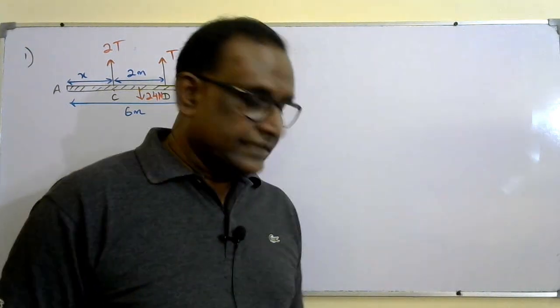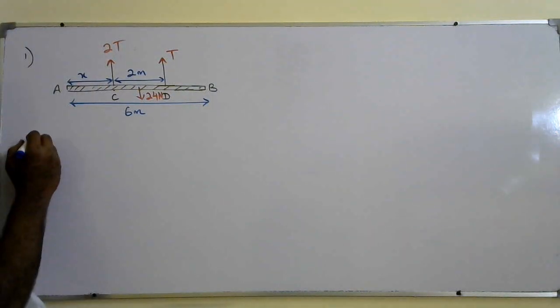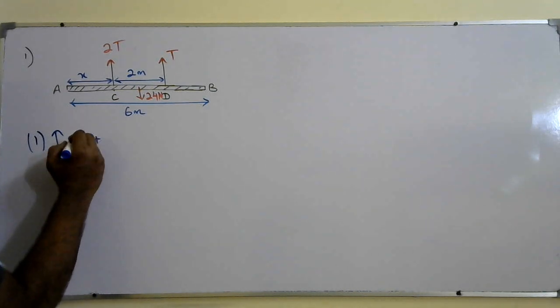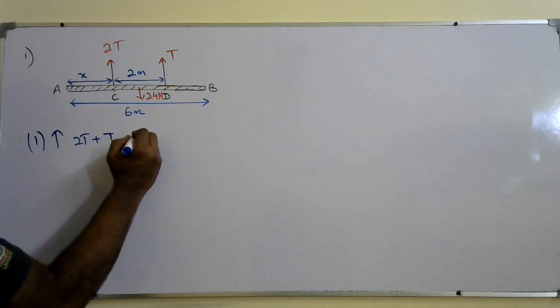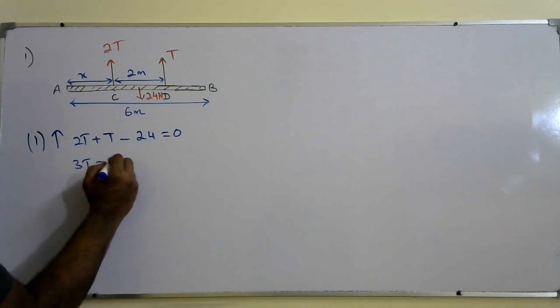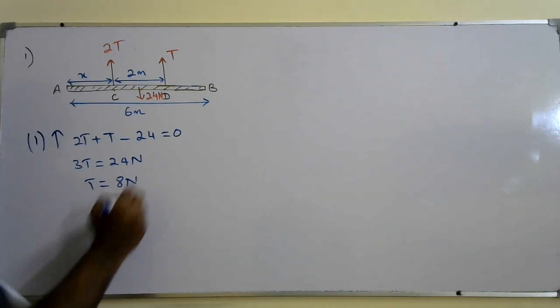Okay, first part, find the tension. I'll just use resultant force equal to 0. So taking resultant force equal to 0 vertically, T plus 2T plus T minus 24 equals 0. So 3T equals 24 Newton. T will be equal to 8 Newton.